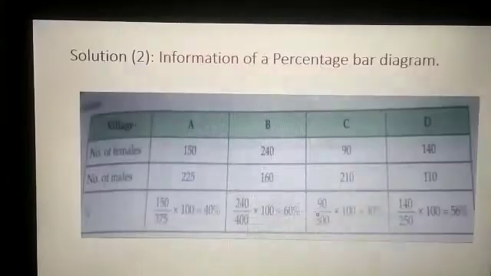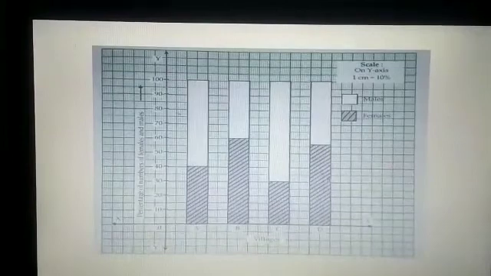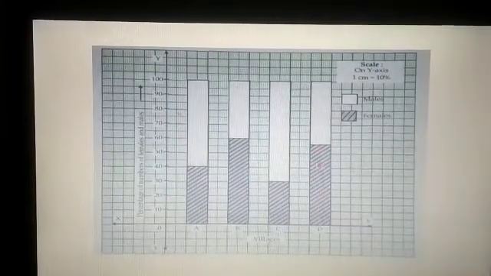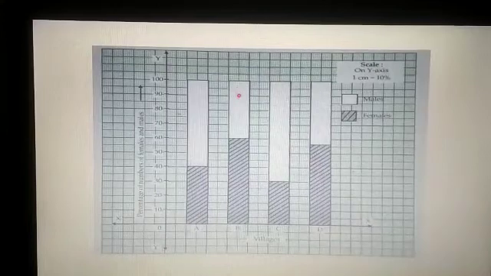In village D, what is the percentage? 56%. So where to show? Now village D has 56% of female workers. So 56 means between 60 and 50 there is one line. This in-between line is what? 55, and above that the second line is 56. So draw this horizontal line on 56, then shade the portion from 0 to 56. This will be the percentage of female workers in village D. So in this way we will show the percentage bar diagram as well as the subdivided bar diagram.